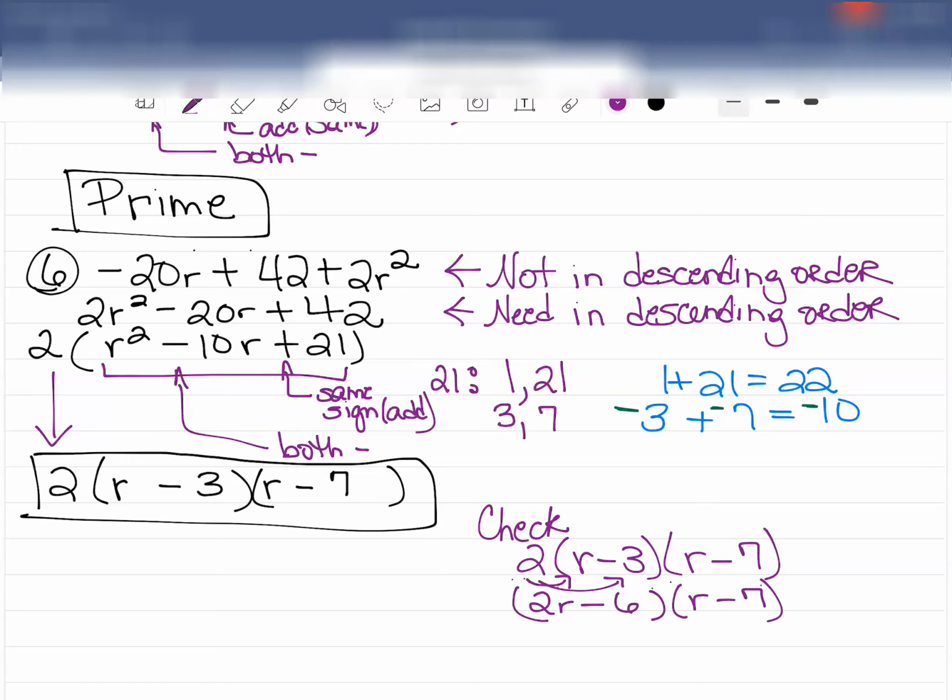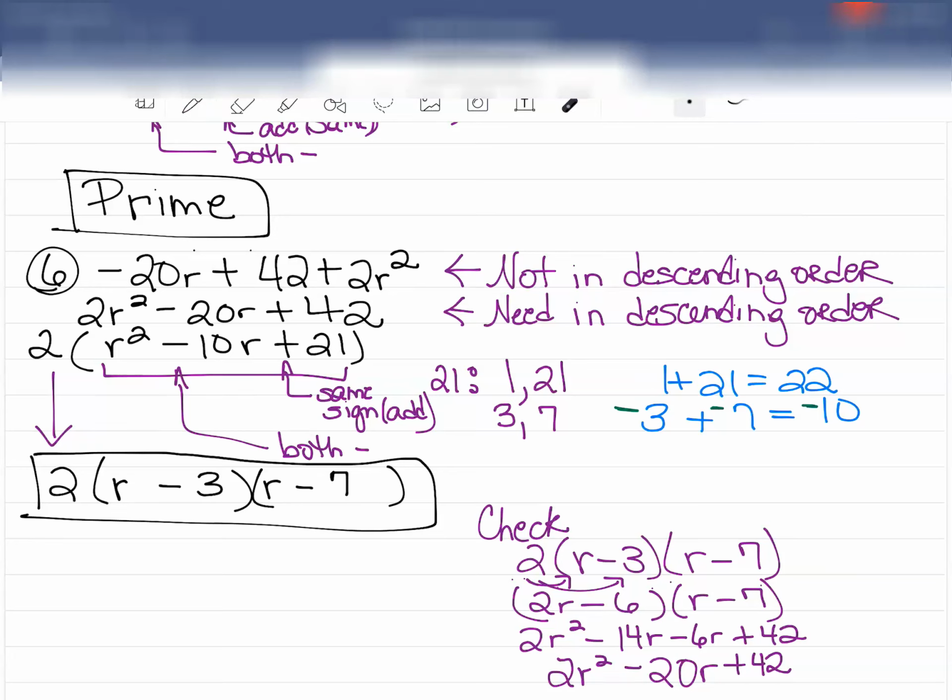Now I'm going to take the 2r times the r, the 2r times the minus 7, the minus 6 times the r, the minus 6 times the minus 7. Then when I combine my like terms, I'll get 2r squared minus 20r plus 42, which is the original problem. It's not written in the original order, but that is the original problem, so it checks. And that's our factoring of the form x squared plus bx plus c.